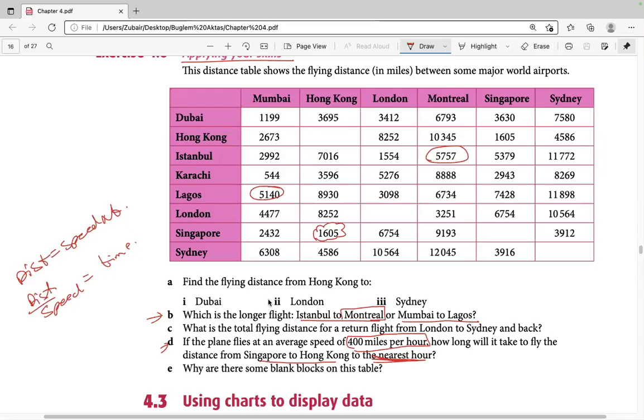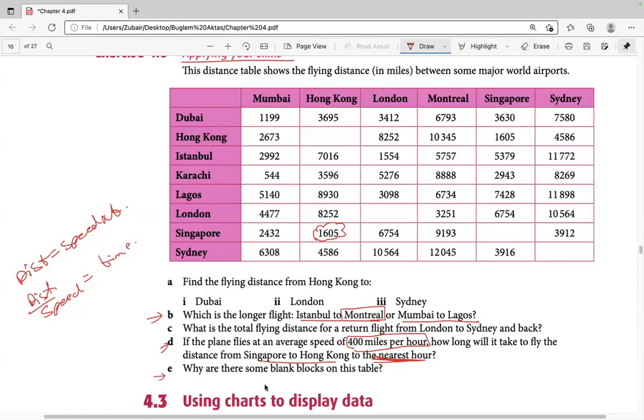The time taken is 4 hours. Would that be correct? 4 hours. Yes, 4 hours.